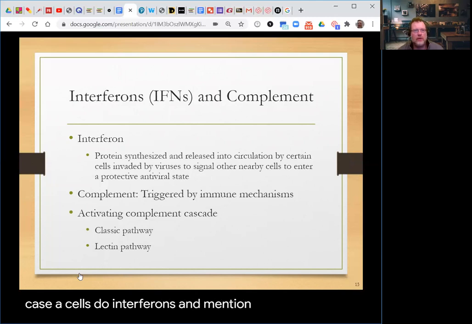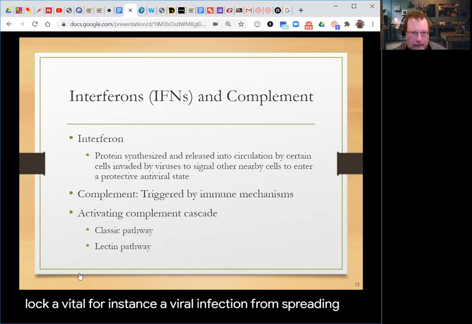Interferons, I mentioned those also in complements earlier. Interferons are released to nearby or neighboring cells. So inter means between. So it implies these guys are going to come in from neighboring cells and basically produce a bunch of enzymes that are going to block, for instance, a viral infection from spreading.